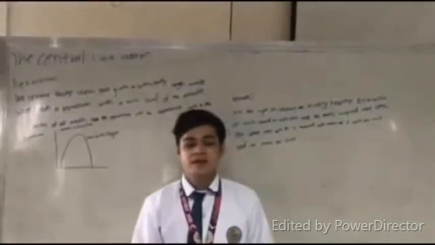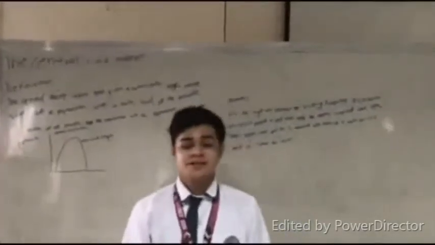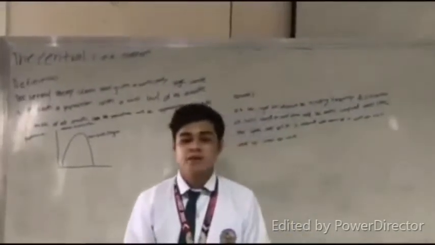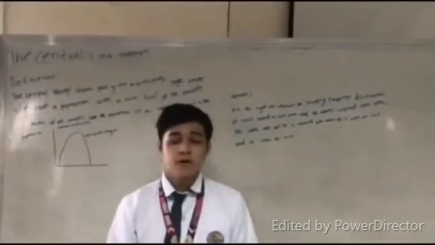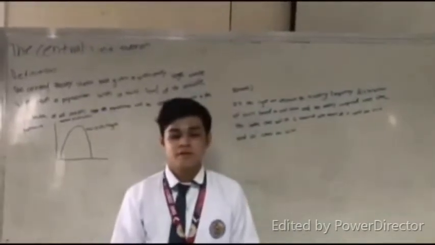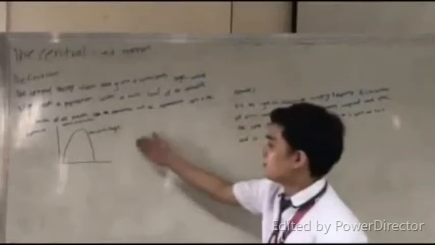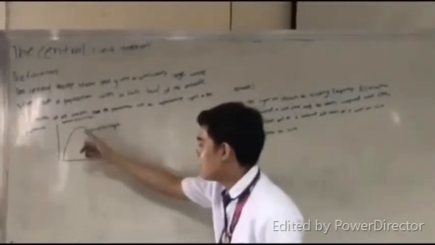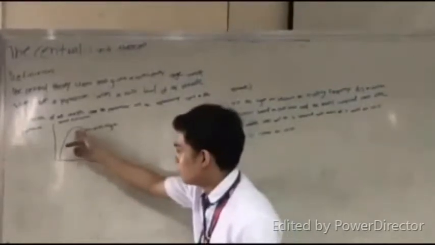It is defined that the central limit theorem is a statistical theory that if given a sufficiently large sample size from a population with a definite level of variance, the mean of all samples from the same population will be approximately equal to the average of the population. So for example, this is the population, the normal distribution, and this is the average of the population.